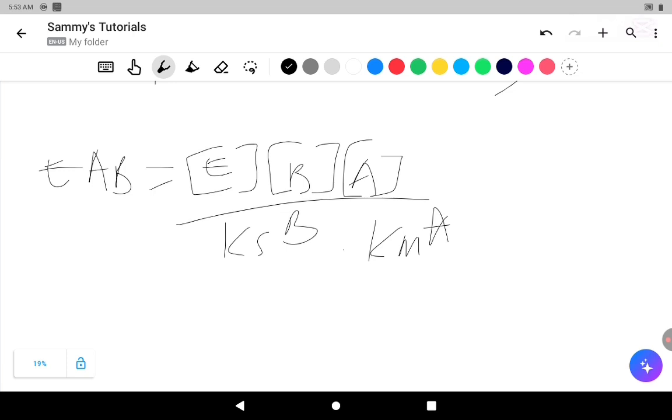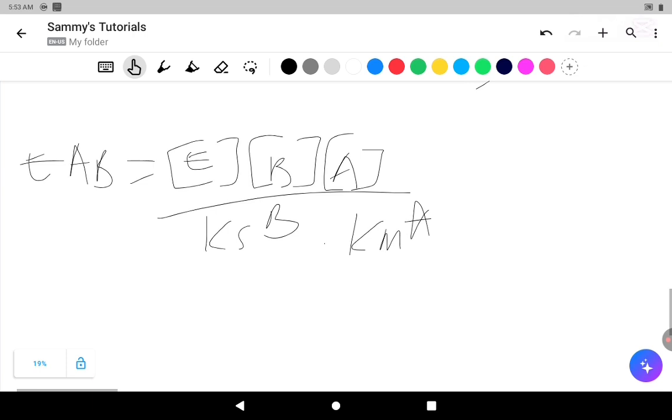Now, that is not all. We want to make E the subject of formula. How do we do that? To make E the subject of formula, these two here will come and multiply with this EAB, while the A and this B that is multiplying E here will come and what?